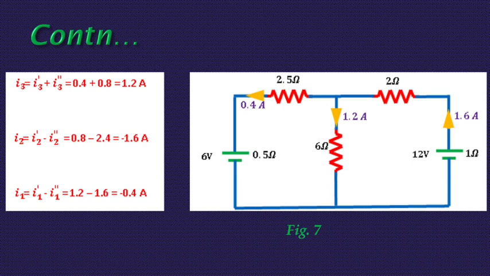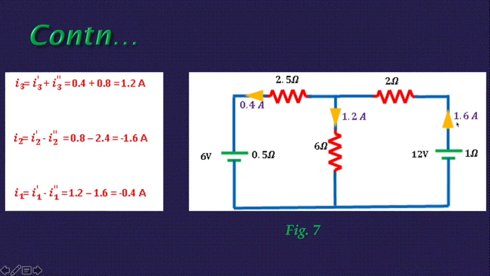So from these values, it is clear that as I2 is negative, the direction of I2 is along I2 double dash, and that of I1 is along I1 double dash, because here I1 is also a negative value. The resultant currents along with their directions are shown in figure 7.